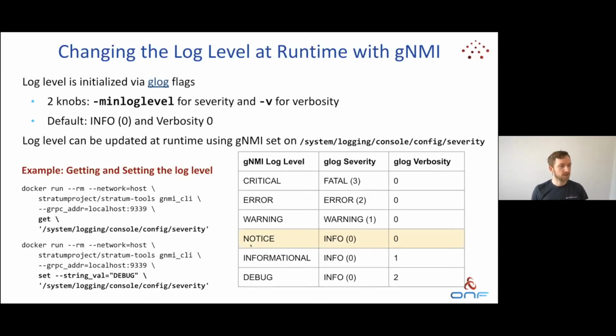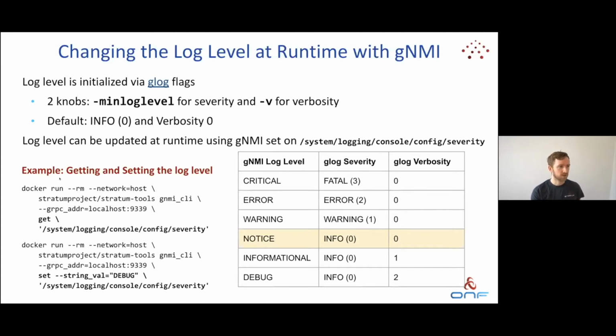So yeah, hopefully this isn't terribly confusing. glog has some documentation that explains it, but generally speaking, glog pushes you in two directions: severity up, verbosity down, and we've mapped that all to one common, easier to understand scheme from OpenConfig.